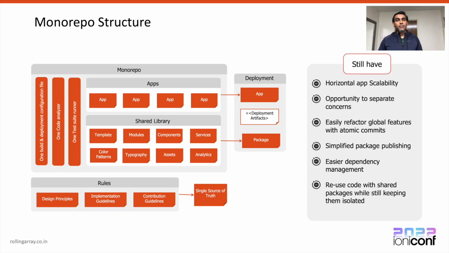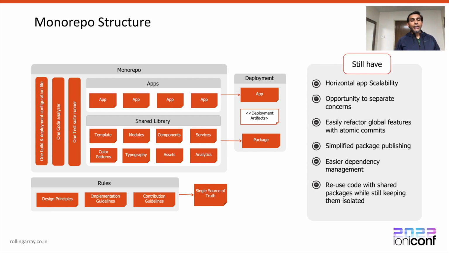In general, this is how your monorepository gets structured. You basically have an apps folder keeping all the applications. You have a shared library for keeping anything and everything which is common across multiple applications. You have your build and deployment configurations, your code analyzers, your test suite. Everything is common across multiple apps, including the shared repository as well.